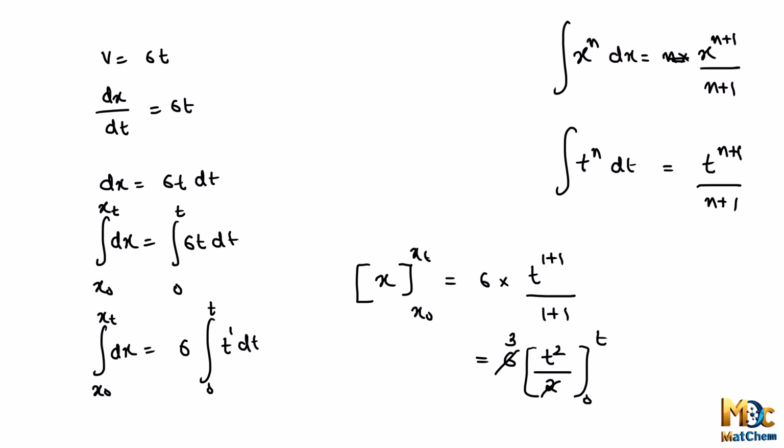When you apply the limit, what you will get? Upper limit xt minus x naught is equal to 3 into t square minus 0 square. So nothing but equal to 3t square. So what will you get? You will be getting xt minus x naught is equal to 3t square. We know that initial position of the particle is 0. Therefore, xt is equal to 3t square. So final position of the particle at time t is equal to 3t square. We'll get the same equation.